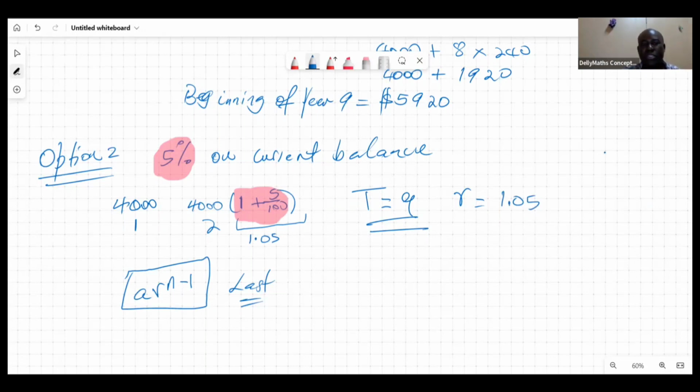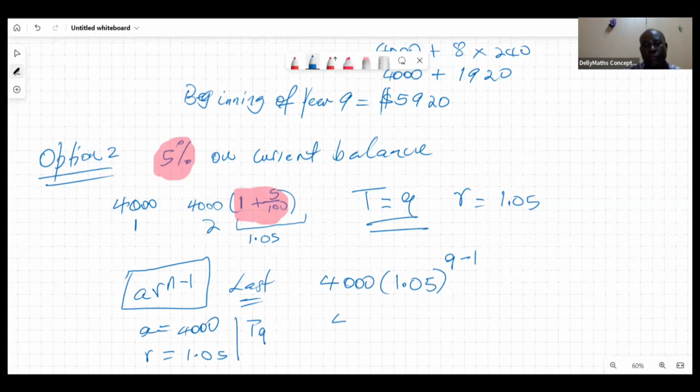So in this case, you start off with 4,000. This is our A value. Our R is that 1.05. And you're going up to term 9. So it's going to be that times 1.05 to the 9 minus 1. 4,000 times 1.05 raised to the 8.